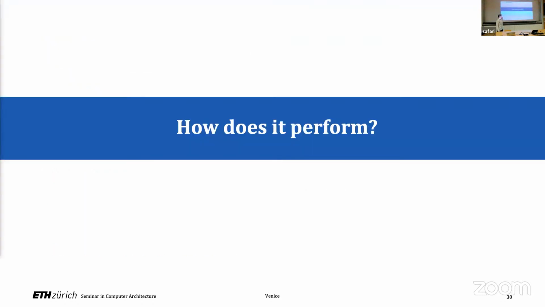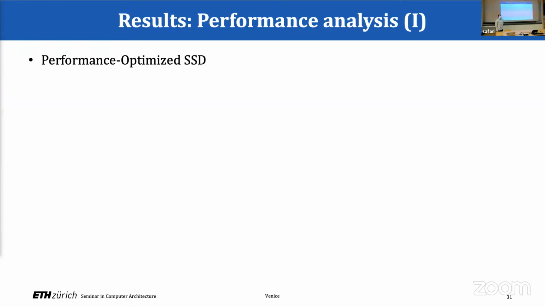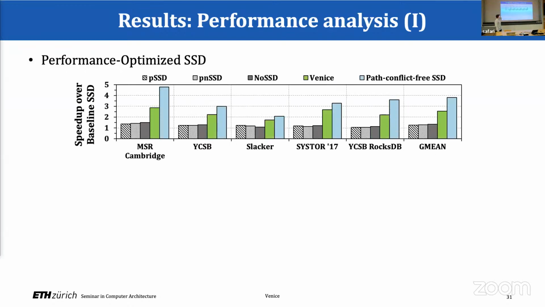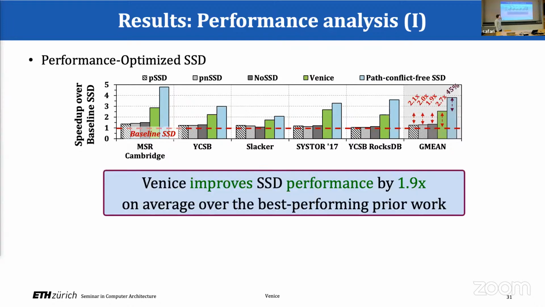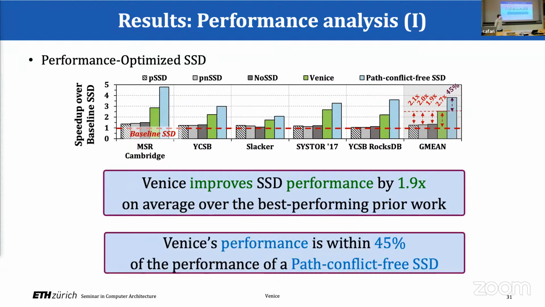So how does it perform? Now, let's look at the speedup over the baseline SSD. As you can see here, Venice improves SSD performance by 1.9 on average over the best performing prior work, and is able to lie within 45% of the performance of a path-conflict-free SSD.